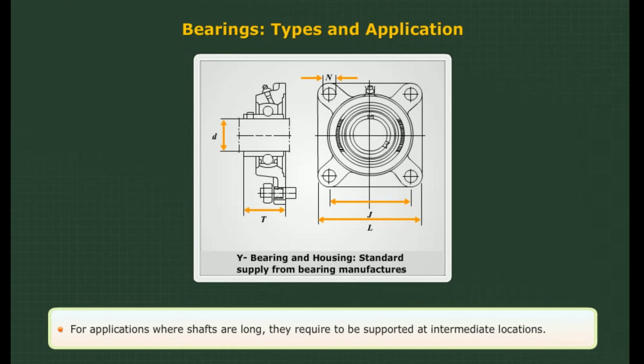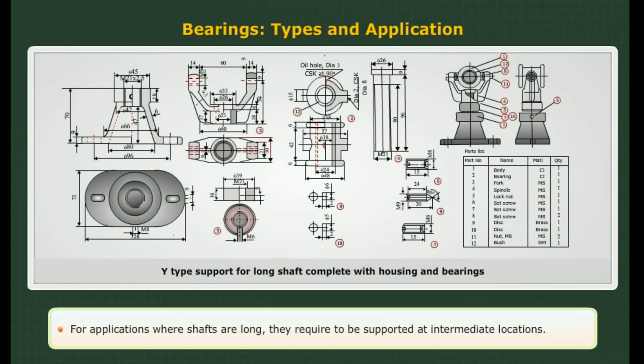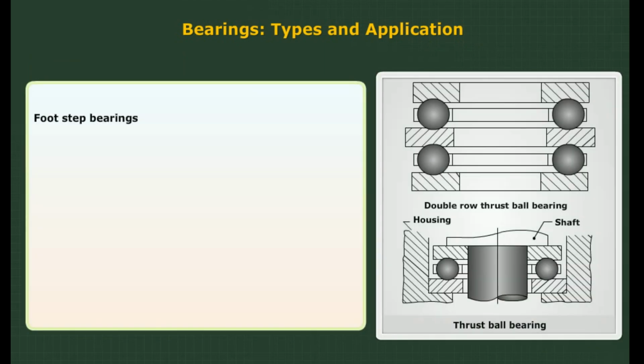For applications where shafts are long, they are required to be supported at intermediate locations. Example: shaft connecting marine engine and propeller. The Y bearing is intended for such applications. Where compactness is a premium, standard supply shown here can be used. The complete dimension of the bearing is shown here.